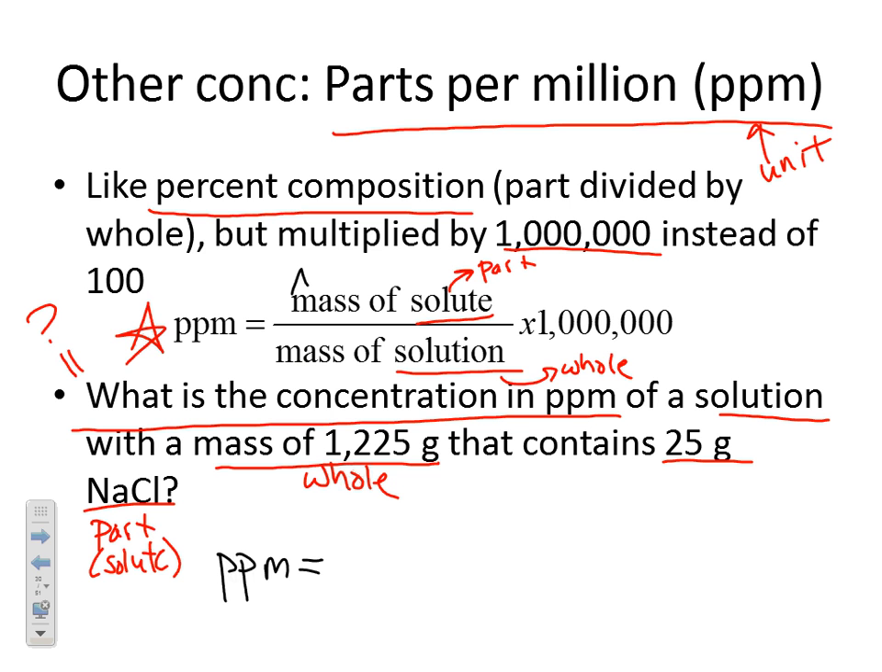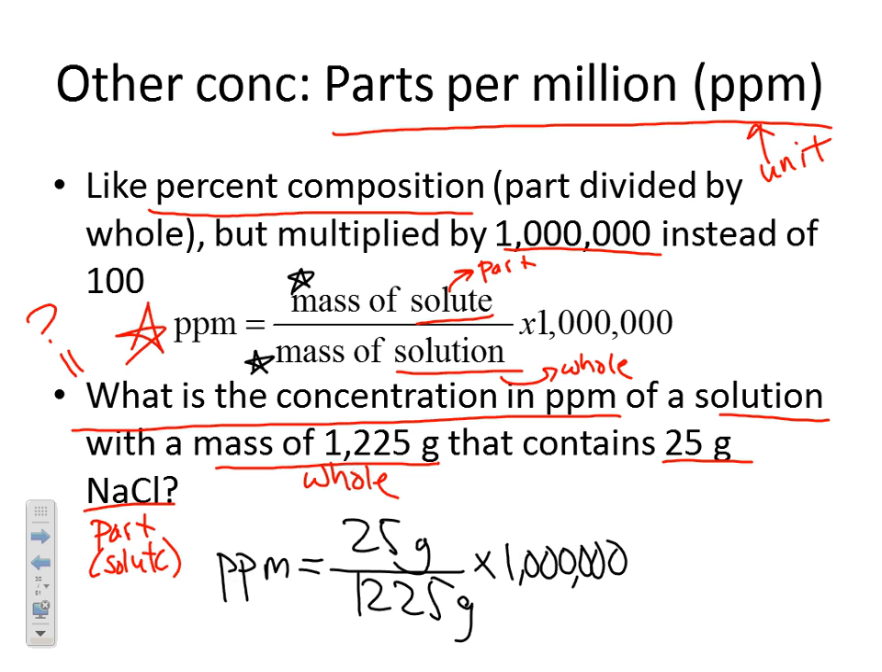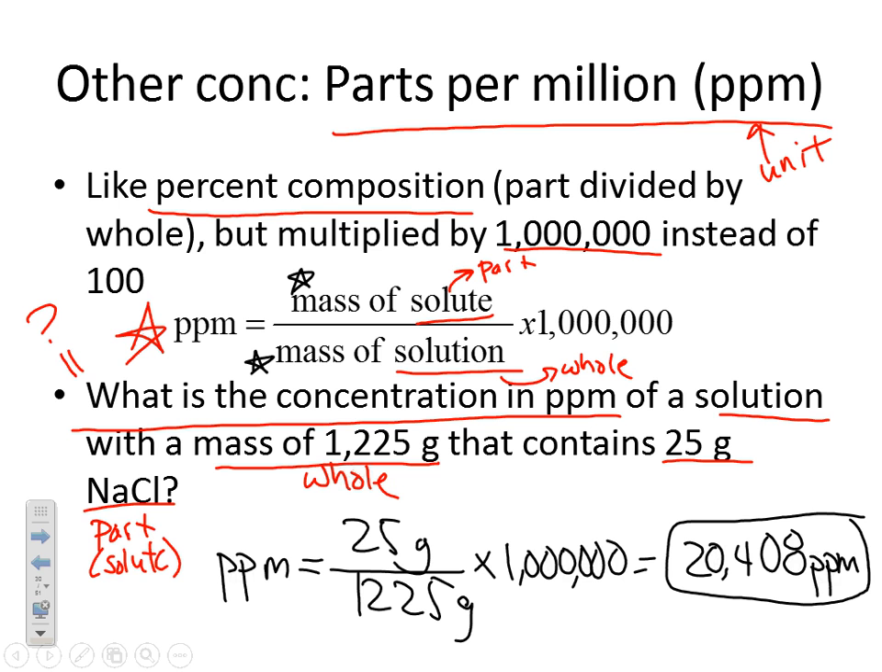The mass of the solute is 25 grams. The mass of the solution is 1,225 grams. And then we simply need to multiply, after we've done that division, by 1,000,000. So simply 25 divided by 1,225 times 1,000,000. And we get 20,408, let's say ppm for parts per million, and that's the concentration in parts per million. And that's it. So we'll be practicing some with molarity and parts per million. Make sure we feel really comfortable doing these calculations.